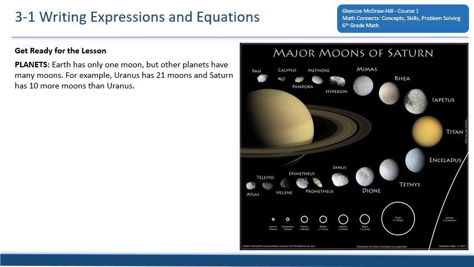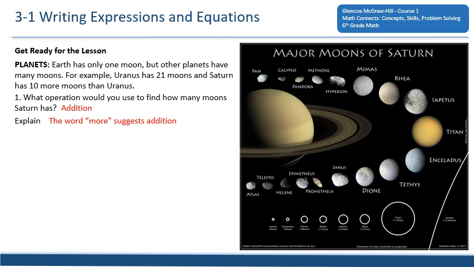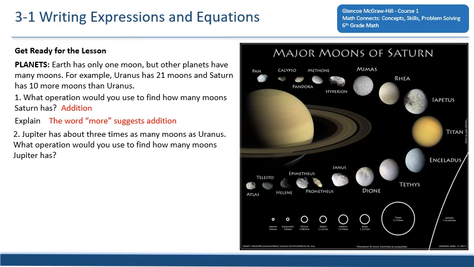Earth has only one moon, but other planets have many moons. For example, Uranus has 21 moons and Saturn has 10 more moons than Uranus. So what operation would you use to find how many moons Saturn has? Addition, right? Because it has more. And Jupiter has about 3 times as many moons as Uranus. What operation would you use to find how many moons Jupiter has? Multiplication.